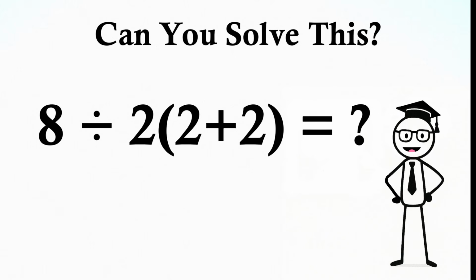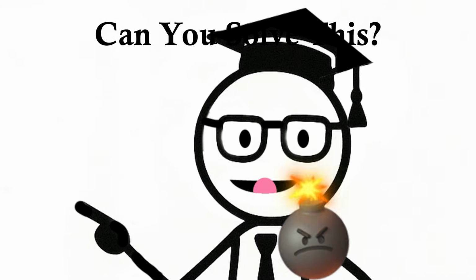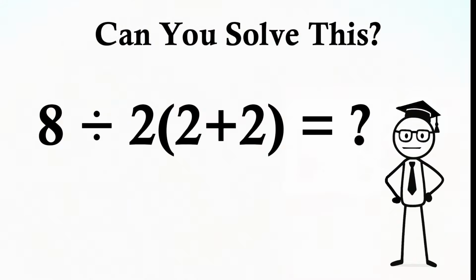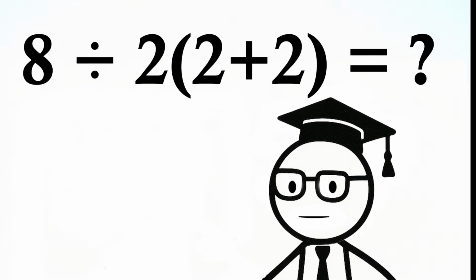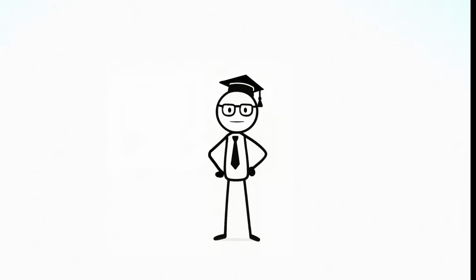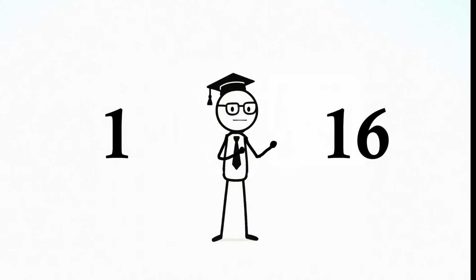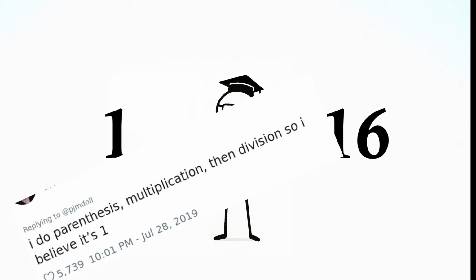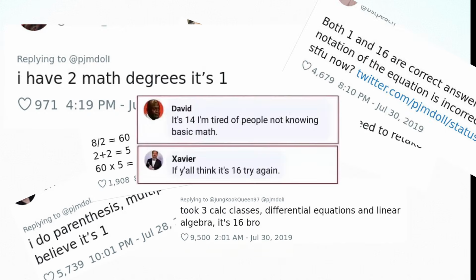Okay, here's a math problem that literally broke the internet. You ready for this? 8 divided by 2 times 2 plus 2. People were getting two completely different answers. 1 or 16. And honestly, the comment sections were absolute chaos. People were arguing like their lives depended on it.